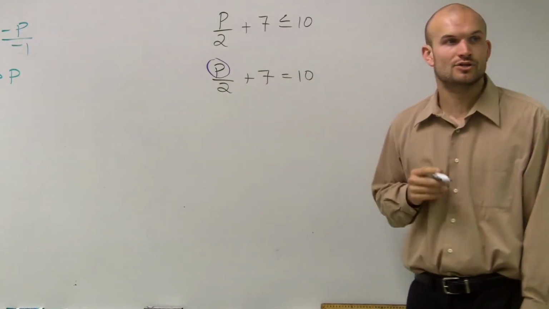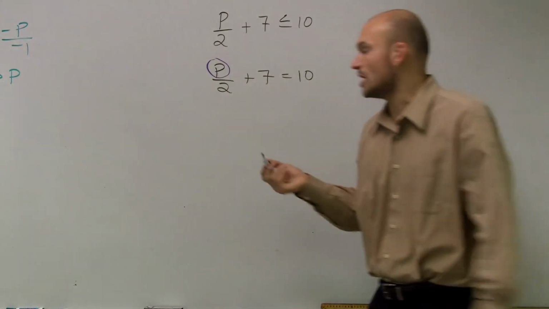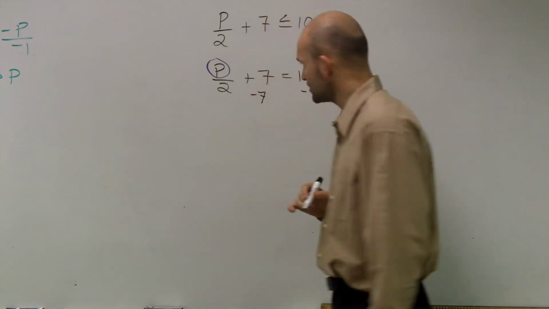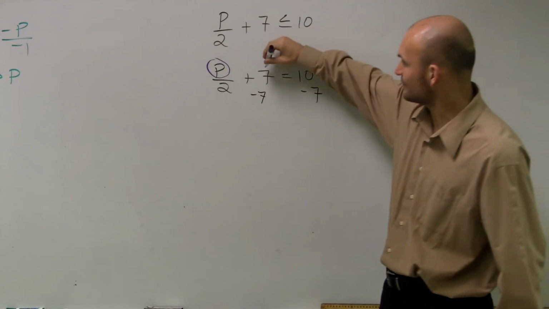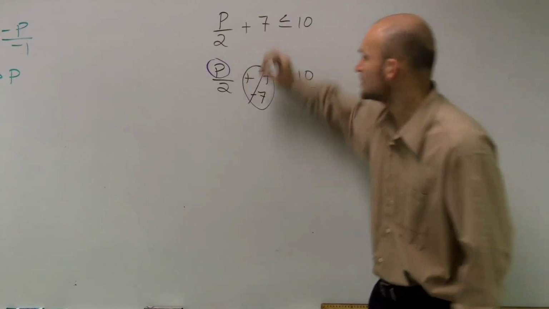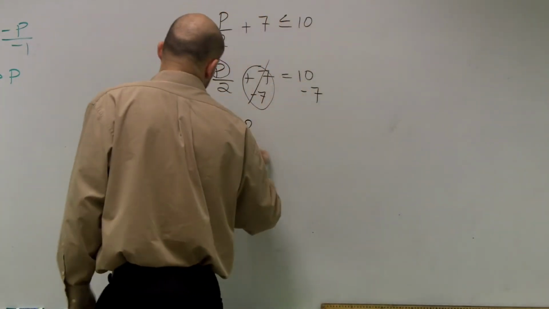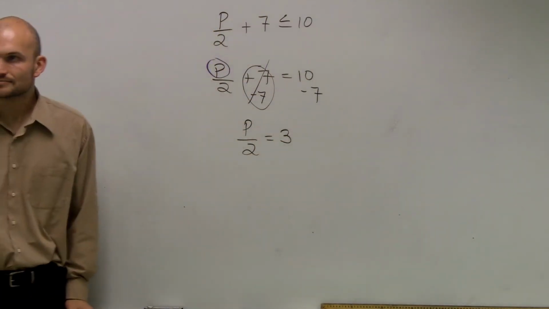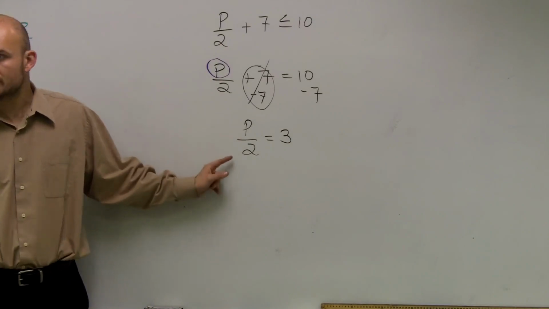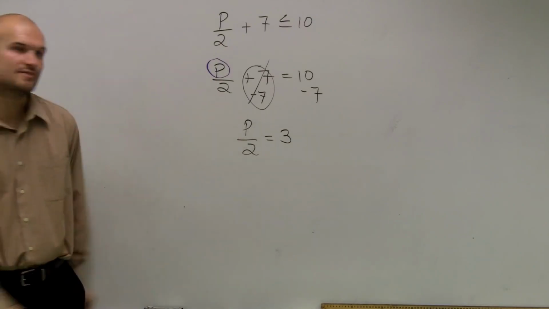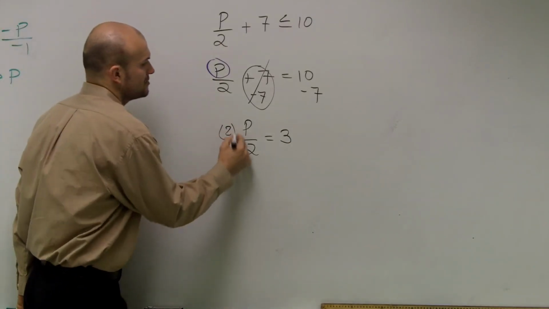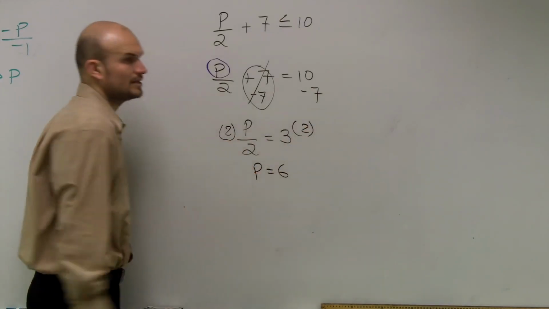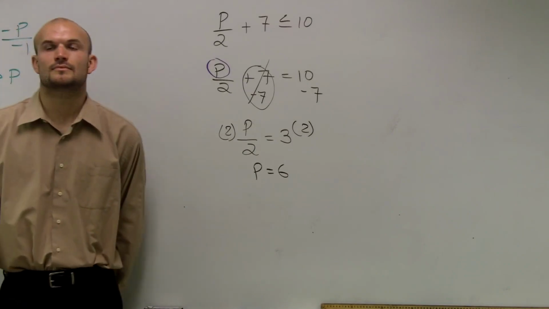So I need to undo addition of a positive 7. To undo that, I'm going to subtract 7 on both sides of the equation symbol. So 7 minus 7 is 0. Now I'm left with p over 2 equals 3. Now I need to undo division by 2. To undo division by 2, I need to multiply by 2. P equals 6. Okay?